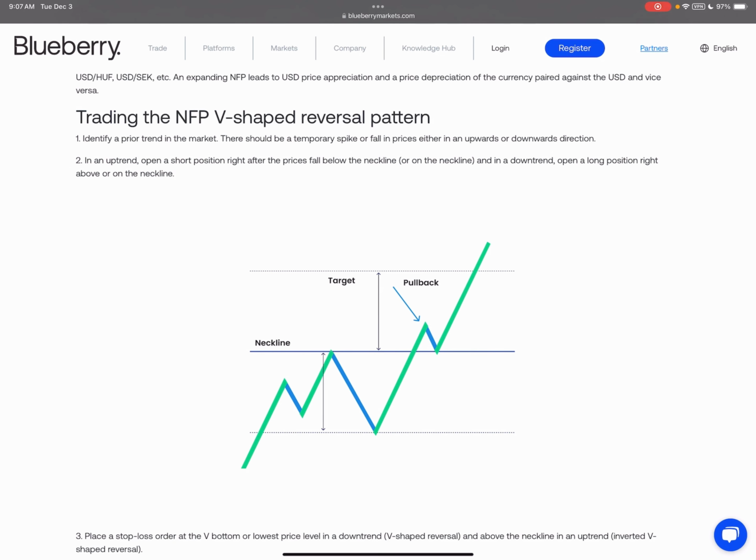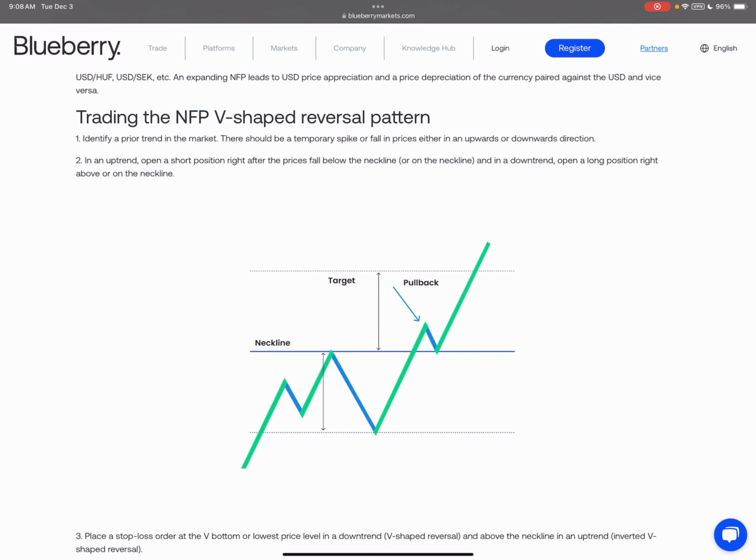It says identify a prior trend in the market. The prior trend in the market for Peaq was the decline. There should be a temporary spike or fall in price, either in an upwards or downwards direction. For us, it was a downwards direction. And after the downwards direction, we experienced a run up in price back to the same highest open and close on the daily chart.